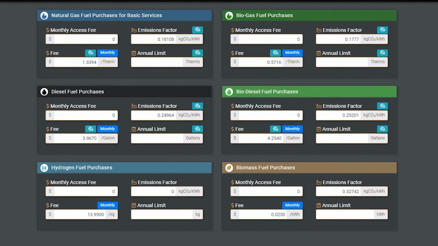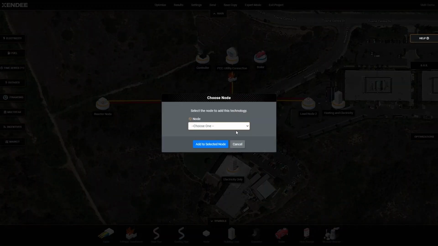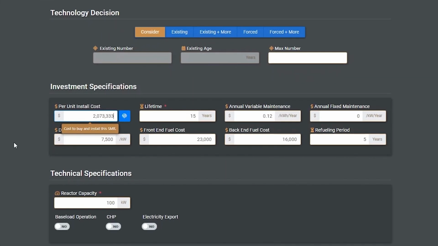However, we want to consider using an SMR in combination with heat storage to improve the economics of this microgrid. We will start by adding the modular reactor to the reactor node. The reactor we have selected is 100 kilowatts and is around $2 million in cost. As we can see, the SMR inherits many of the settings of a conventional generator. We have the per unit install costs, lifetime, and maintenance costs.